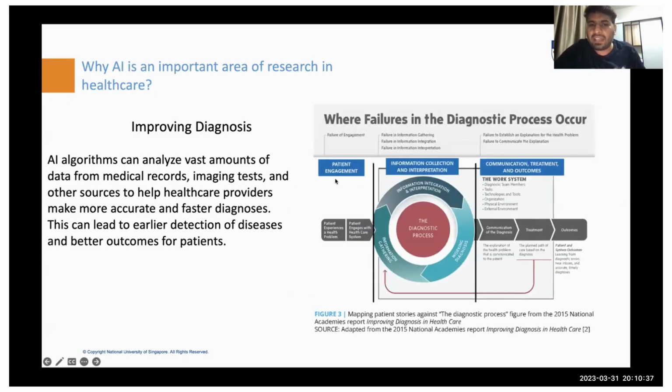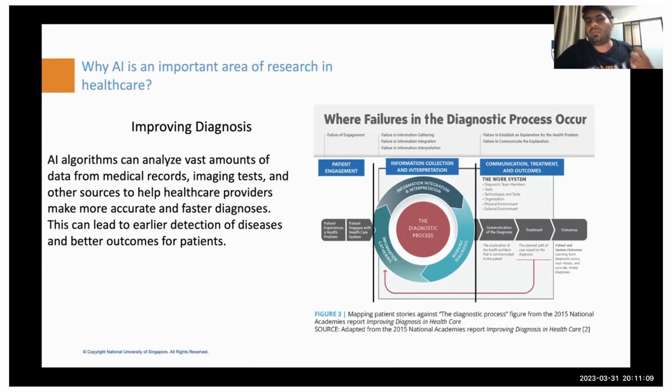One area where a major failure happens is engagement, right? Patient engagement. The amount of time the doctor tries to spend on the patient to understand what type of disease, or what kind of side effects he's going through, what his history is. Maybe one reason is the patient is not opening up with the doctor, or there are no historical records of the patient. But AI can contribute here.